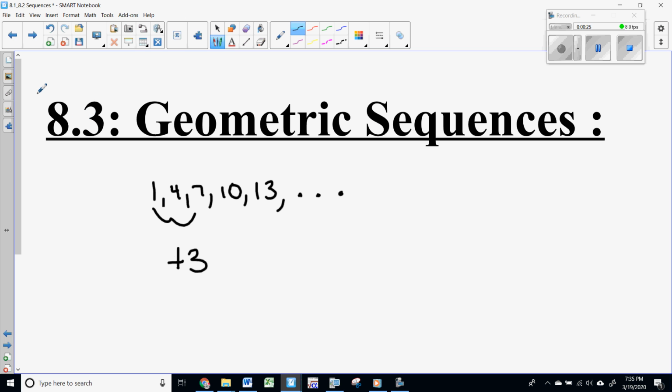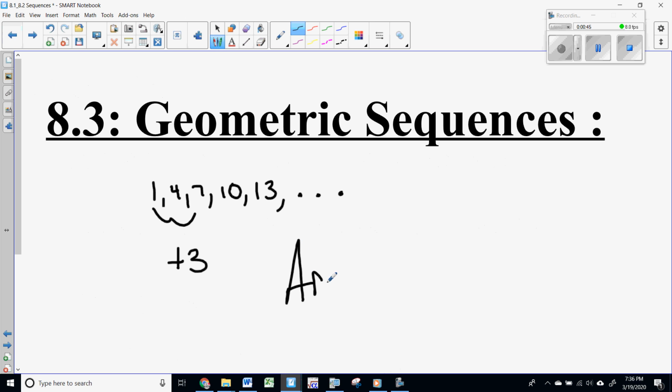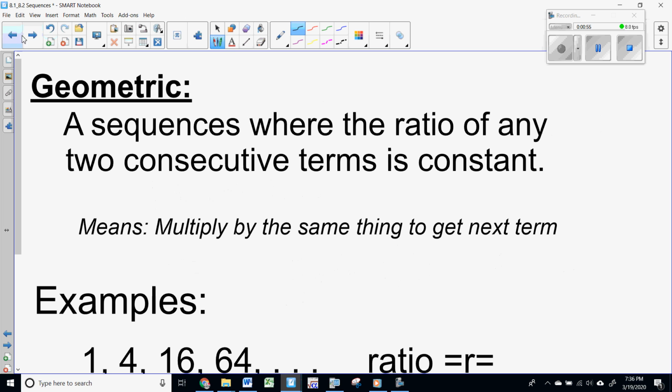So what we want to look at today is a geometric sequence, and here is our definition of a geometric sequence. A geometric sequence is the sequence where the ratio of any two consecutive terms is constant. So what that means is you multiply by the same thing to get the next term. If our arithmetic sequence that we looked at before dealt with adding to get the next term, you would add the same number each time. An arithmetic sequence, in a geometric sequence, you multiply by the same thing.